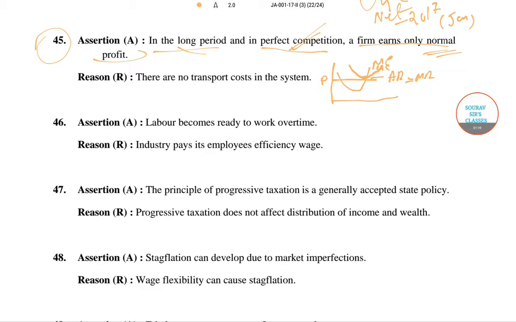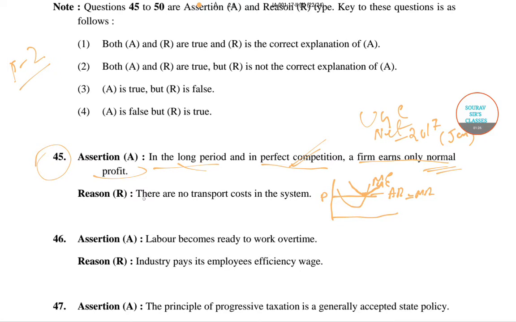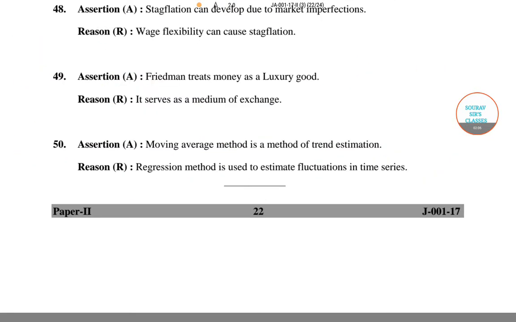Now we'll come to the next statement. It is given that there are no transport costs in this system. So this is also right, but the thing is that they both are not related. That is, this is not the perfect reason for this assertion. So for question number 45 we conclude that this is right, this is also right, but this is not the correct explanation of this. So the answer is they both are right, but R is not the correct explanation of A. So for question number 45 the right answer is option 2. Now we'll go to question number 46.